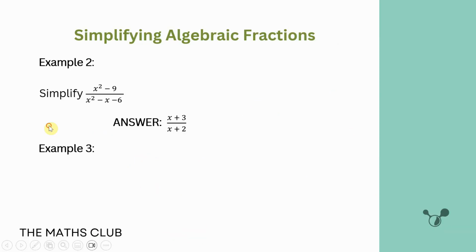Now the next example says that we should simplify 6x squared minus 18x all over 3x. I want you to try that one by yourself. Pause the video and try it out. Welcome back. Let's look at it together.